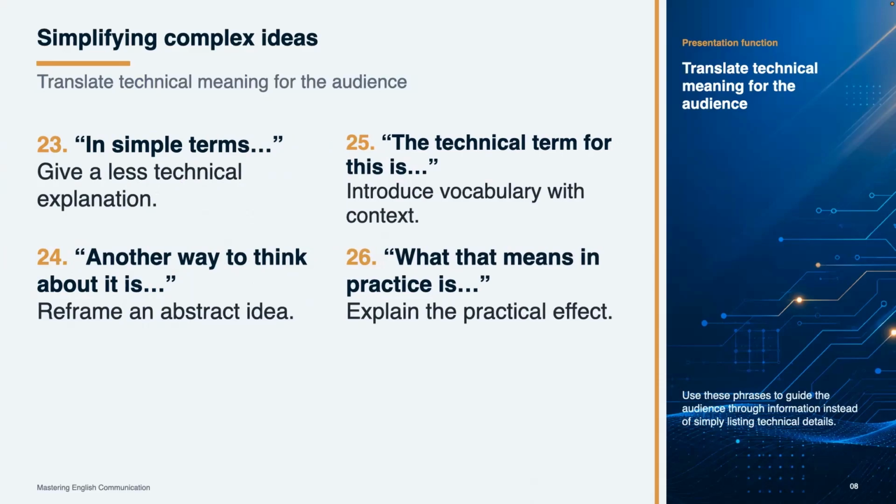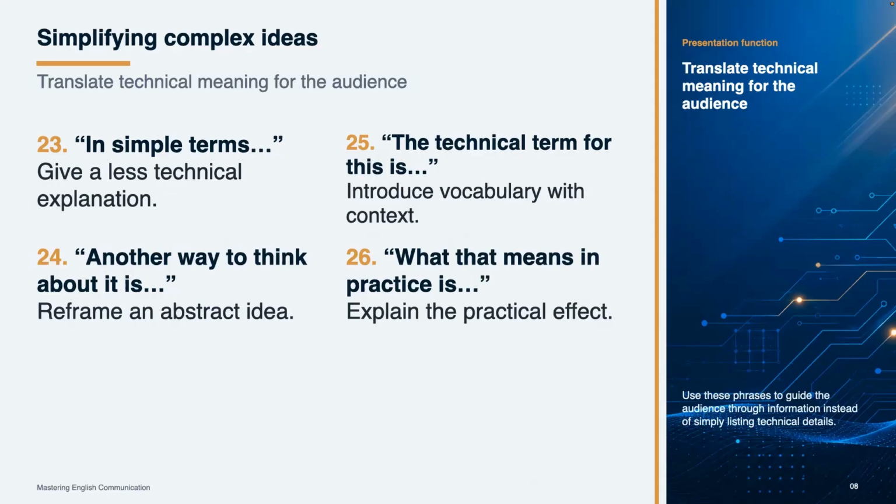What that means in practice is this will explain the practical effect. For example, in simple terms, the system checks whether the user has permission before allowing access. Another way to think about it is that the gateway acts like a checkpoint between the two networks.